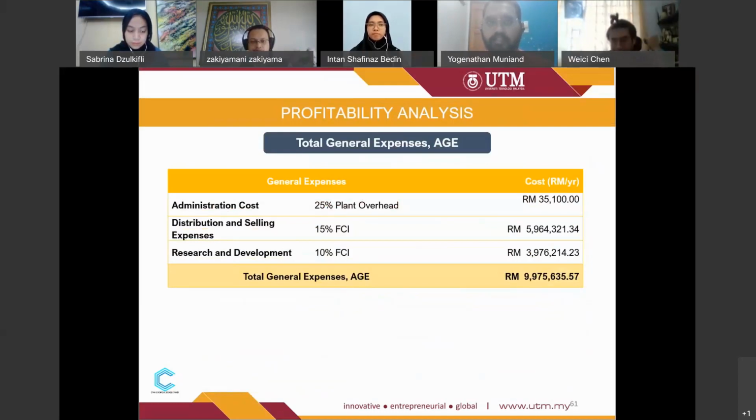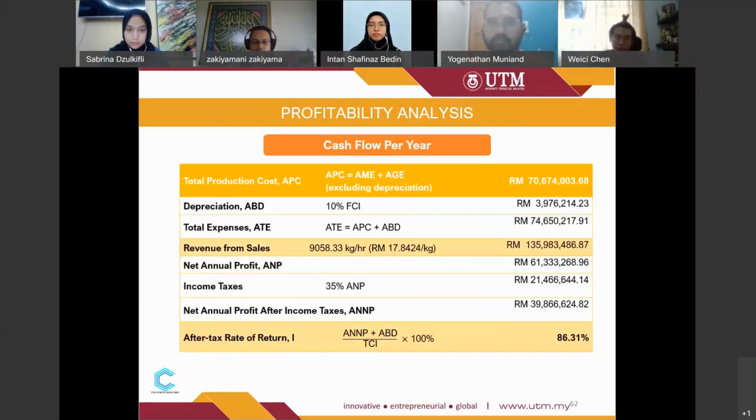And the next is the total general expenses, that consists of administration cost, distribution and selling expenses, and R&D. And the total production cost is the sum of the product manufacturing cost and the general expenses, and the after-tax rate of return is 87%.